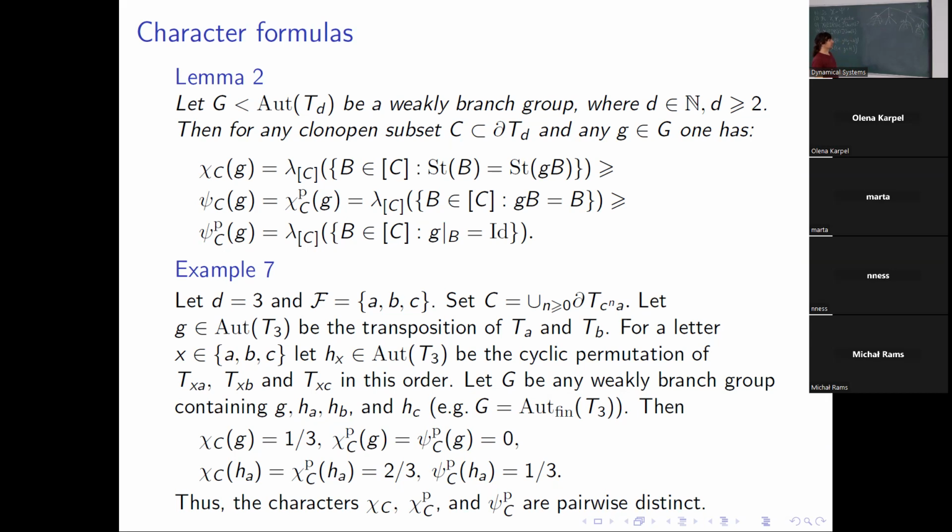Consider the element G, which is just the transposition of P A and P B. So G will just switch these two letters at the beginning of a word. And also for each letter X from the set A, B, C, we denote by HX the cyclic permutation of the subtrees emerging from this letter. And assume that our Yuki branch group contains all these elements G, HA, HB, and HC. So for instance, the group of all finitary automorphisms is of this form. Then we can show that chi C of G is equal to 1/3.